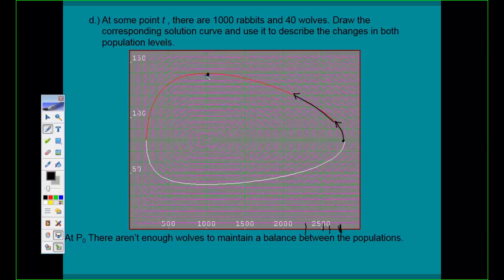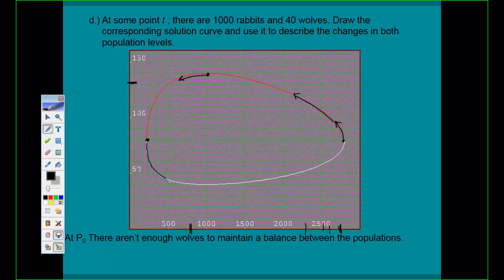As we continue on around, we can see the rabbit population still is declining, but the wolf population now is starting to decline because there are so few rabbits. So this is the number of rabbits. Here are the number of wolves. We have an overabundance of wolves. So now all of these wolves don't have enough to eat, and the wolf population is starting to die off until we get to here.